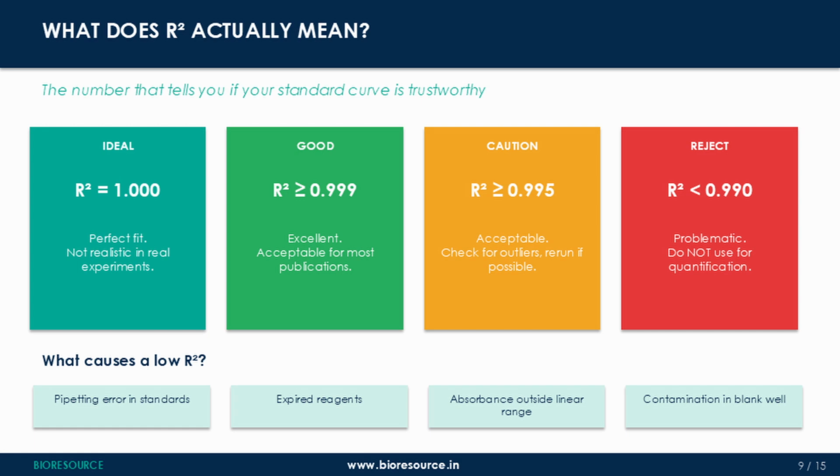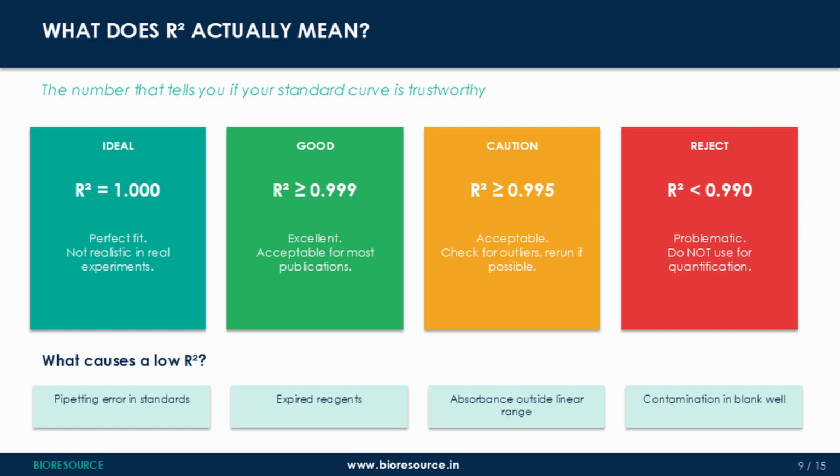Here is what you need to know. R squared of 0.999 or above is excellent. This is what you're aiming for and what most journals expect. R squared between 0.995 and 0.999 is acceptable in some contexts, but I would recommend checking your data for outliers and rerunning if possible. R squared below 0.990, do not use this for quantification. I am serious about this.